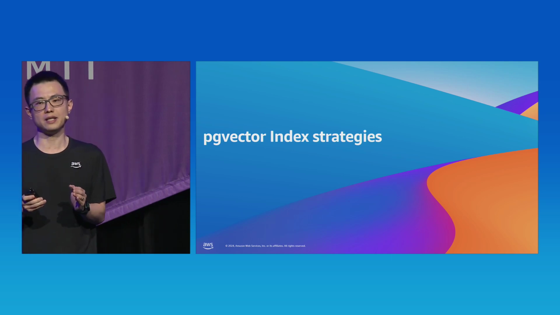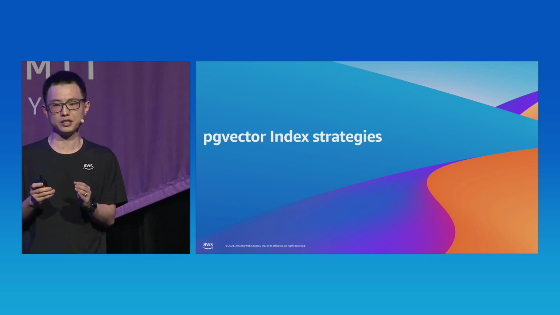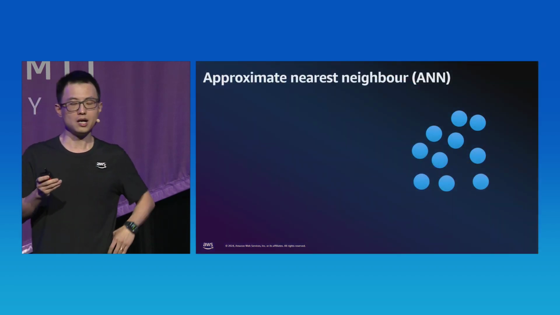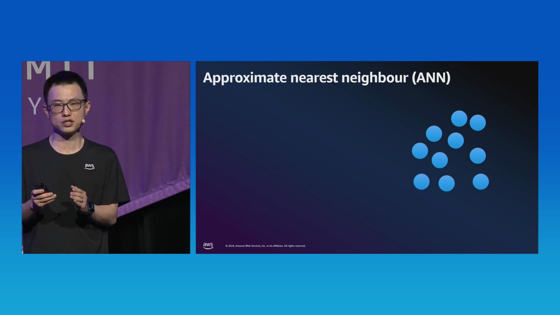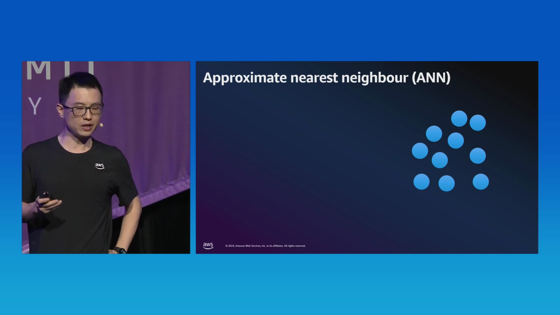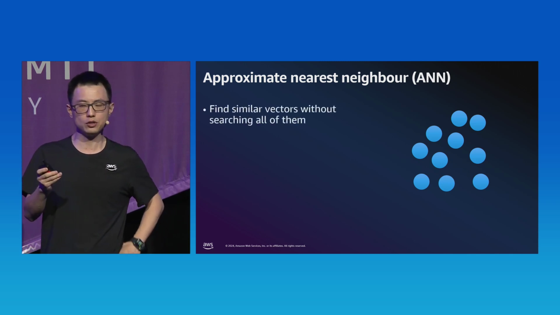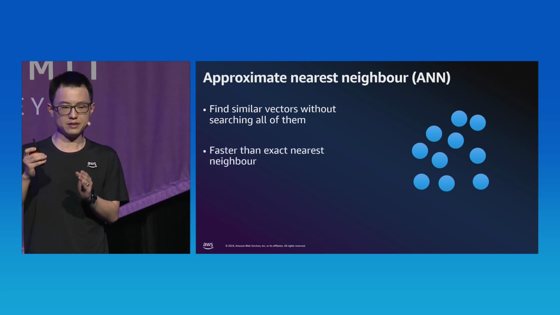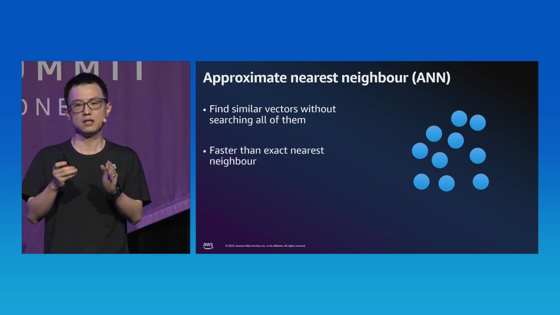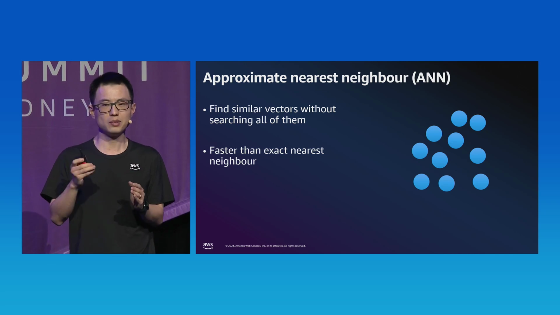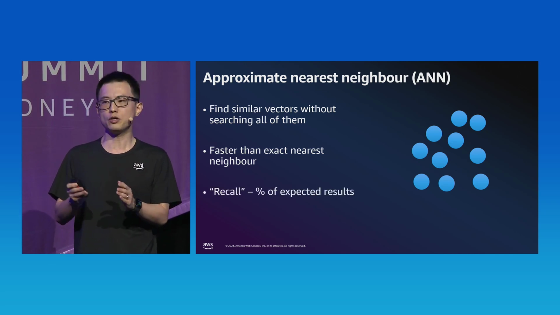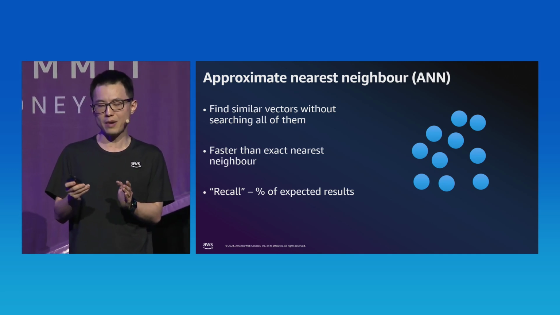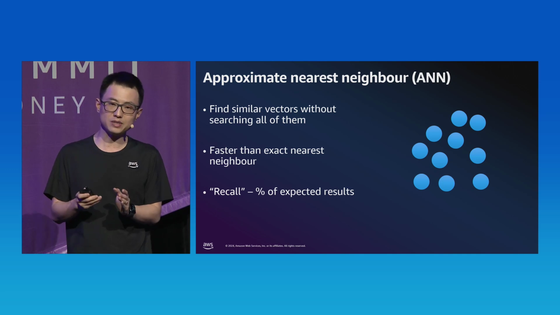Another best practice is about the index strategy. The index strategy is related to approximate nearest neighbor search, ANN. With ANN, you don't have to search over all the vectors in your database, and it's much faster than the exact nearest neighbor search. But that comes with a cost: you can't have 100% recall. Instead, you have about 80% or 90% recall.